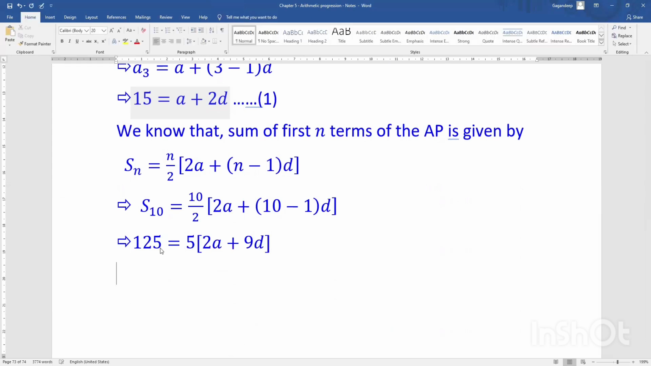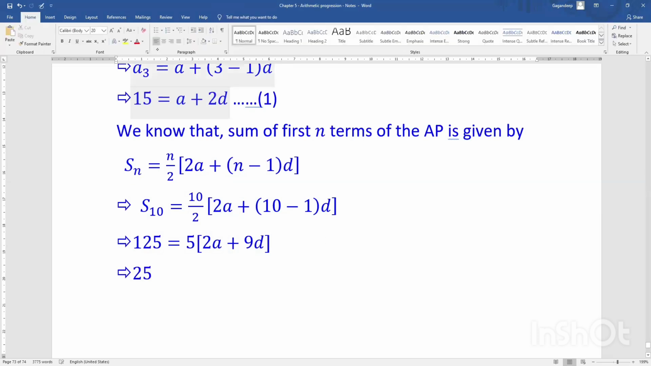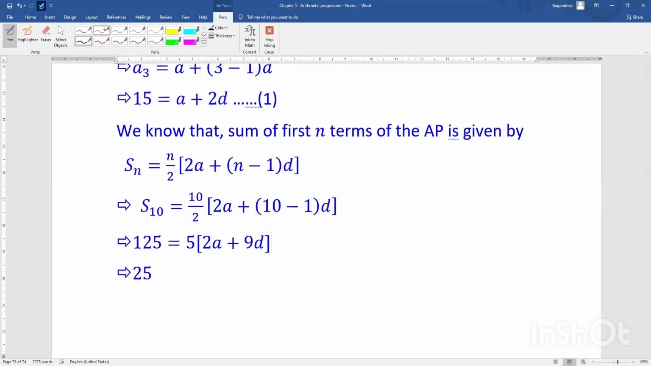Now here what we can do is we can cancel out this 5 and 125. So I cancel it. I get it as 25, because see, I show you the cancellation, how it goes. Let me show you. So here 5 ones are 5, then we have 5 25s are 125.